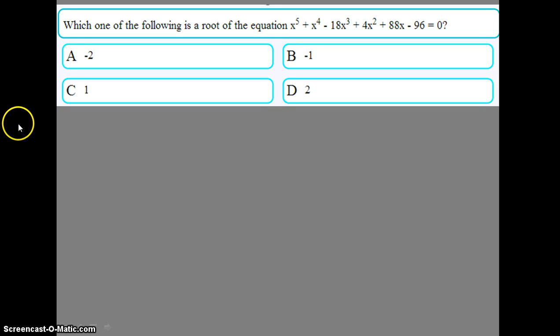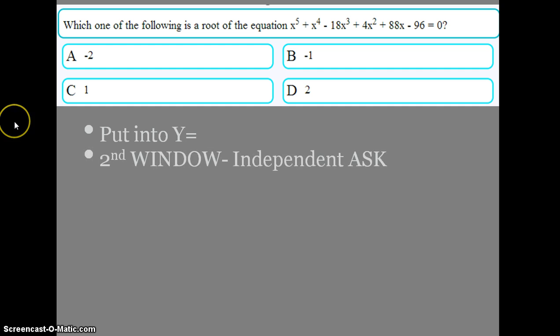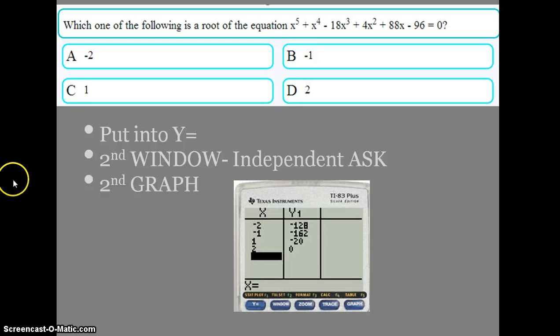Third one, which one of the following is the root of the equation? Again, I put it into y equals and tell my calculator to use the table to help me figure out which one of those is the root. And out of -2, -1, 1, and 2, I see that the one that produces a 0 is at x equals 2.